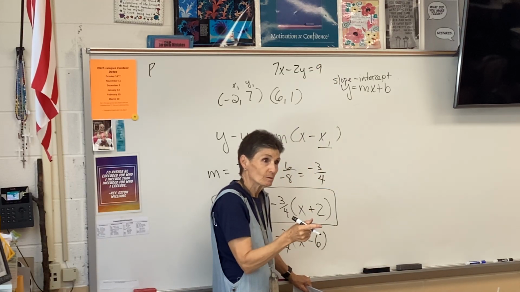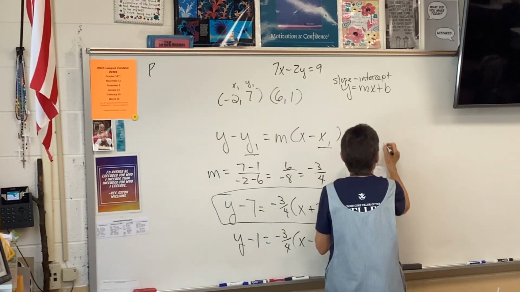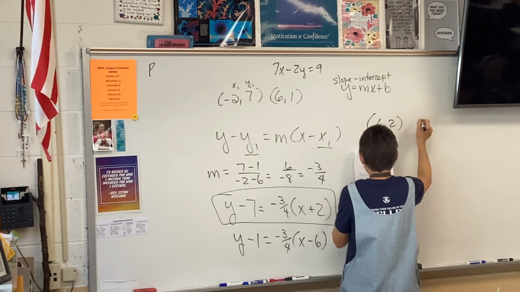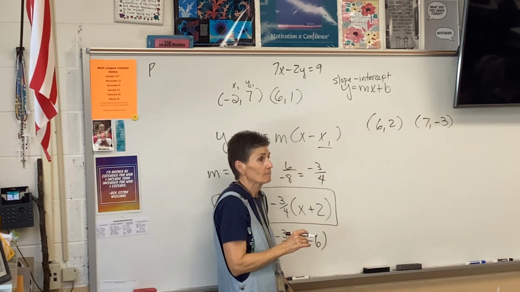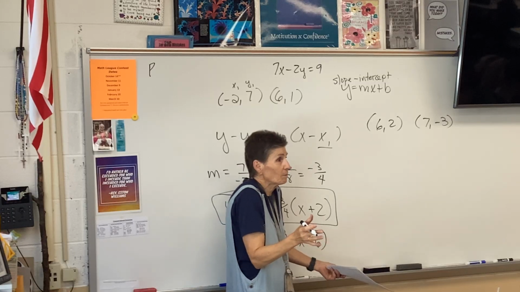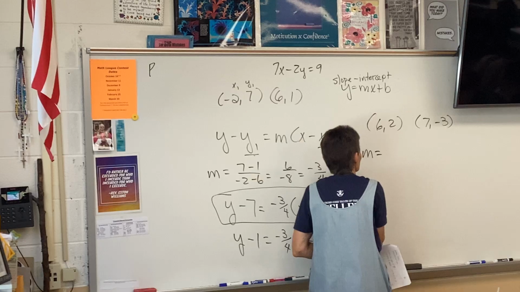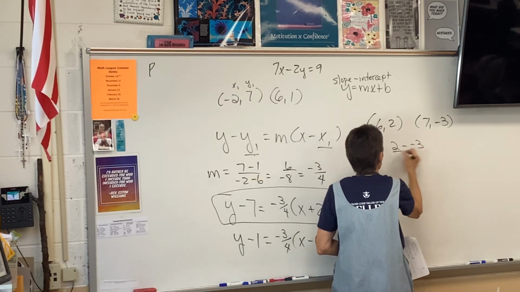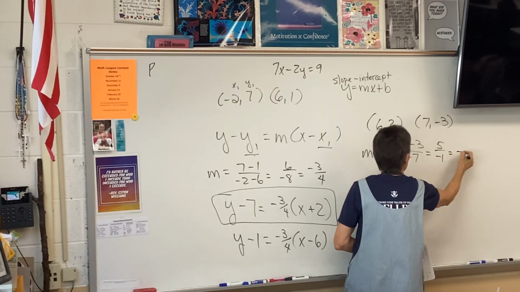Here's the good news. We're going to start exactly the same way. So my points are (6, 2) and (7, -3). I'm going to find the slope like I always find the slope. So slope is going to be what? 2 minus -3 over, oh, this one works out nice. Wait, did you get -5?